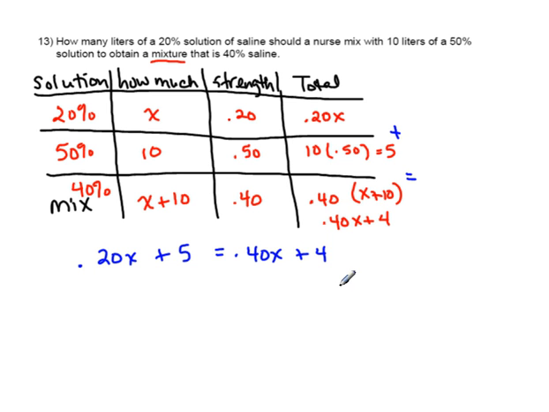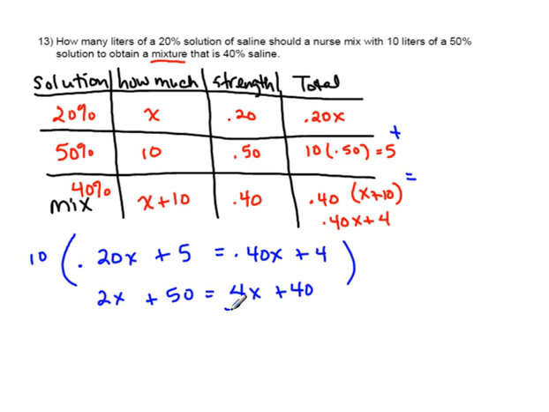And if you don't want to deal with the decimals, remember you can multiply through by, in this case, either 10 or 100, because the second number in the decimal is a 0. You don't really need to multiply by 100. You can just multiply by 10. So multiplying by 10 here will give us 2x plus 50 equals 4x plus 40. And now that's just a simple equation that we solved back in an earlier problem.